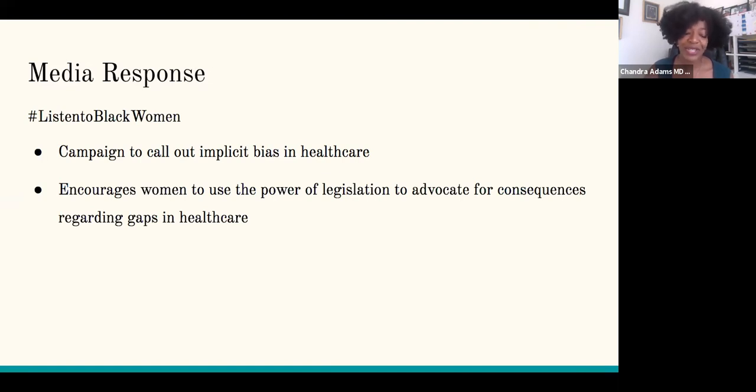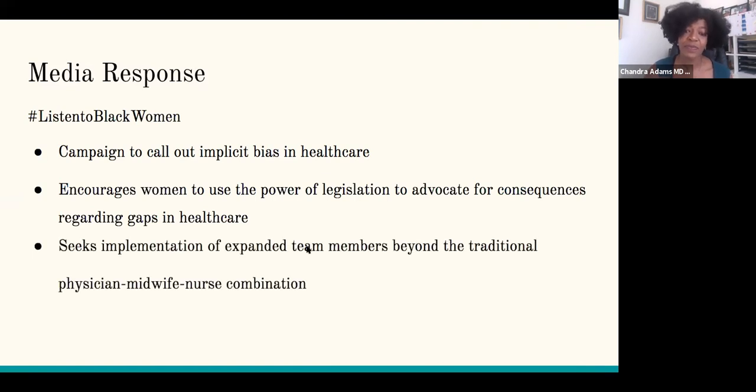Nothing's going to change until this affects the reimbursement of hospitals. If they're not hit in the pockets, there's no real incentive to improve care. And it seeks the implementation of expanded team members beyond the traditional physician, midwife, nurse combination. It's just not getting the job done. We need more team members.